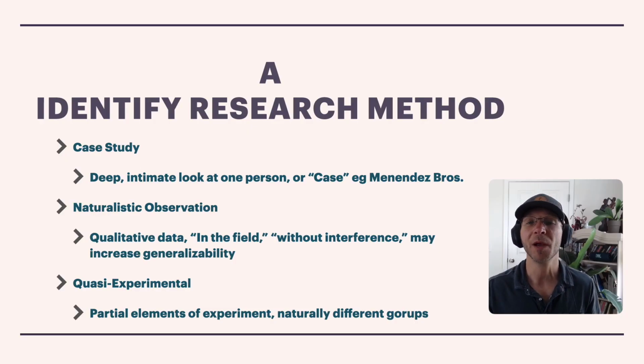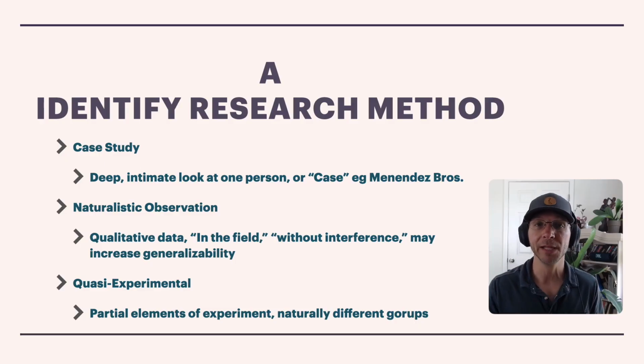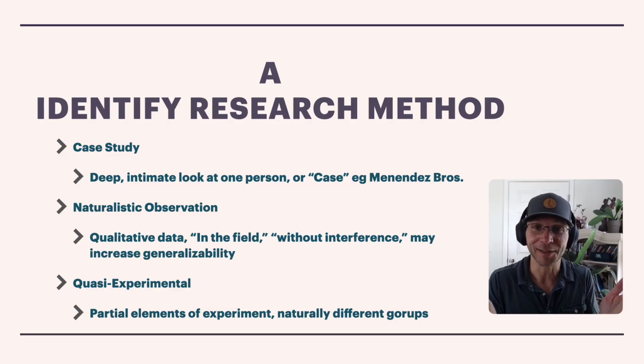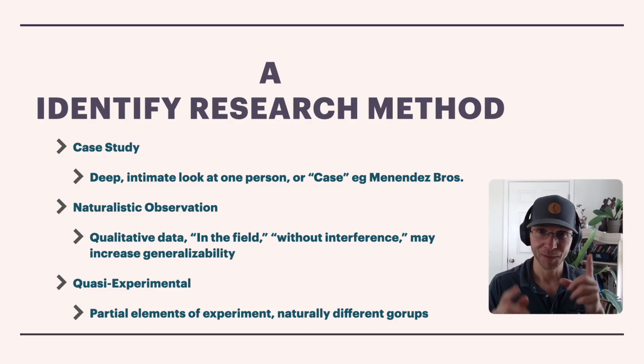So, quasi-experiment, partial elements of an experiment. I've done lots of quasi-experiments in my research history, with naturally occurring groups. So there's no random assignment. Like I did one assessing freshman year students in two different countries. I didn't randomly assign them to two different countries. It was the two countries that they were born in and they were attending university in. Quasi-experiment.